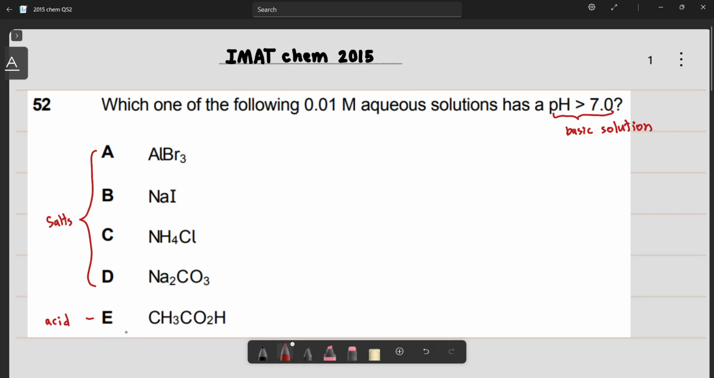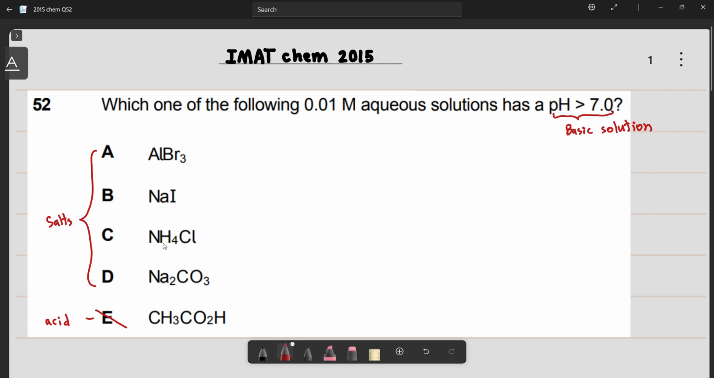So we can easily cancel this option out, because we're asked to find which forms a basic solution, so pH more than 7. We know this is an acid itself, so it will dissolve in water and protonate. So it will form an acidic solution, not a basic solution. So we'll easily cross this out as an incorrect option. And now we're going to focus on the 4 remaining options. We have confirmed that these 4 options are actually salts.